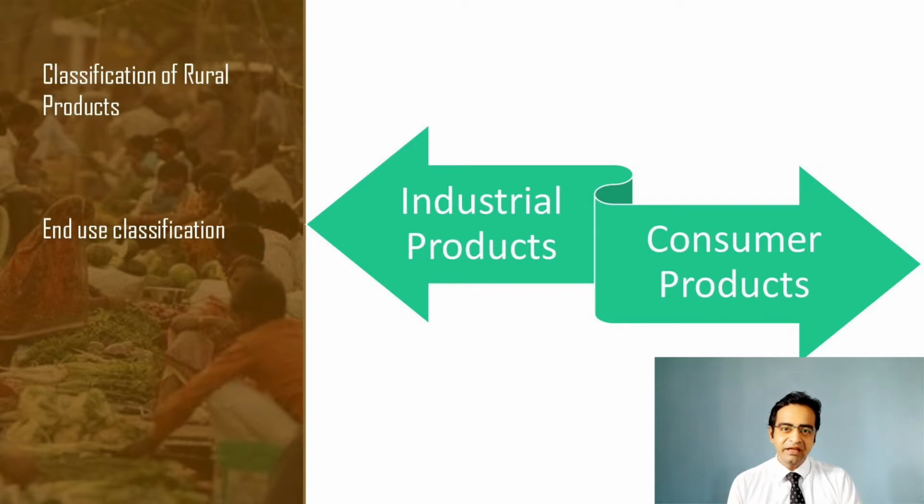In this, we classify any product into two different categories. These categories are, first, industrial products and second, consumer products. Based on the end user, these products have been classified. Let's take an example. Suppose I am a farmer producing wheat. If this wheat is going to a flour industry or some food processing industry, it will fall under the first category, that is industrial products.